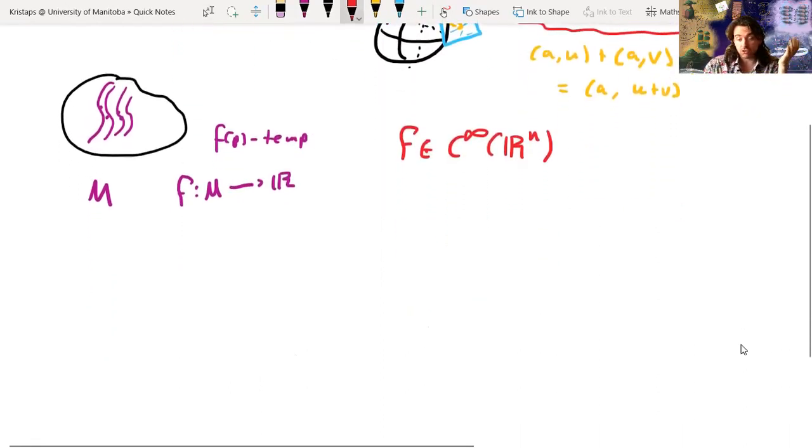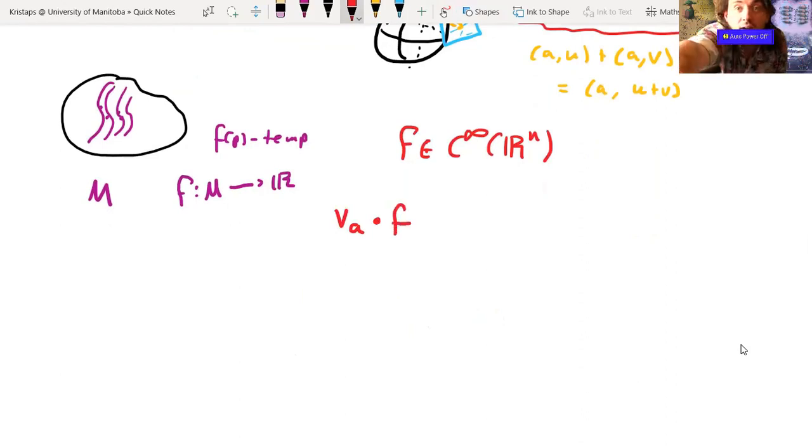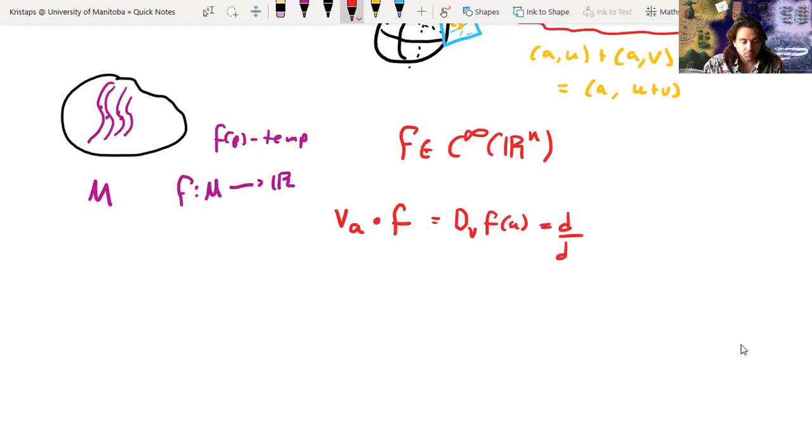And that is just the directional derivative. So I'm going to define the action of a vector v sub A in the tangent space at A on f in such a way that it gives me the directional derivative. So we sometimes write this as d sub v, f evaluated at A, or the derivative of f, A plus tv, t equals 0.